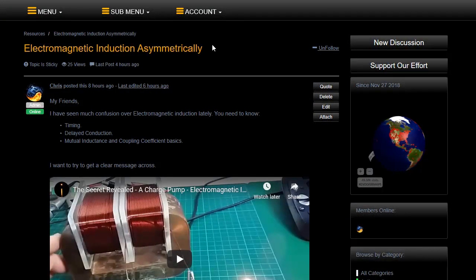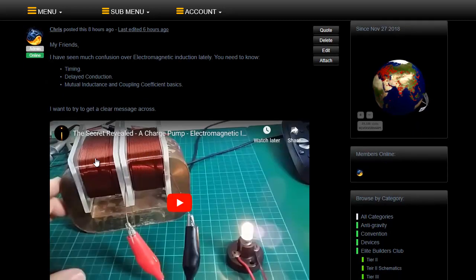Okay, what we're looking at here is electromagnetic induction in an asymmetrical state. And what do we mean by that? What we mean by that is symmetry is the mirror image of itself. And symmetry is something that is pushed by science because it is seen in nature, but at the same time we have things that are asymmetrical in nature, which don't really get much light of day.